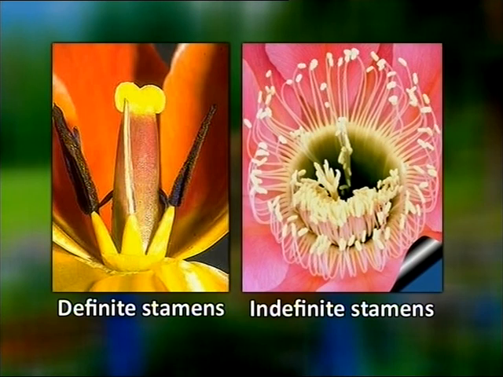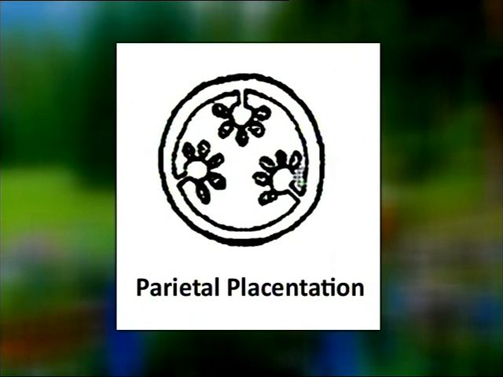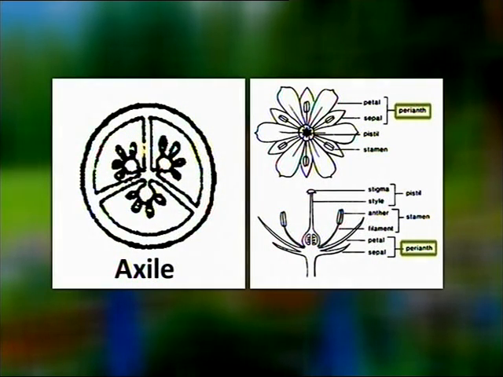Order 2nd, Myrtales, stamens definite, rarely indefinite, flowers epigynous or perigynous, represented by 6 families. Order 3rd, Passiflorales, placentation parietal, represented by 7 families. Order 4th, Ficoidales, perianth undifferentiated, placentation basal or axile, represented by 2 families. Order 5th, Umbellales, inflorescence umbellate, represented by 3 families.